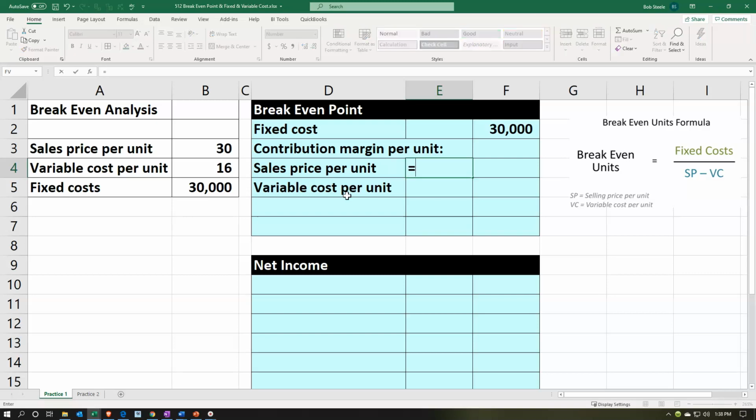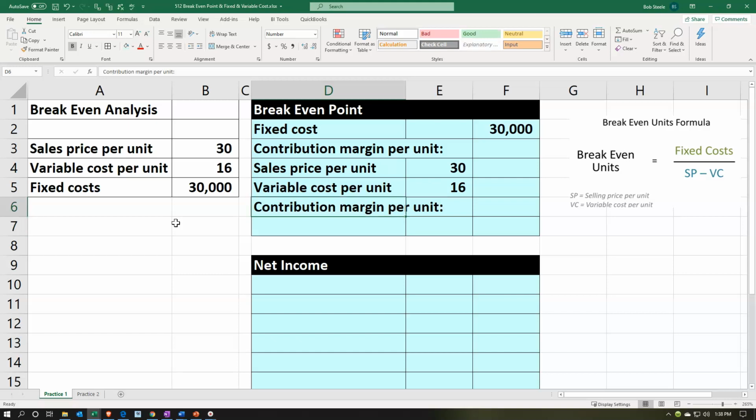So we're going to pick up the sales per unit and the variable costs per unit. That's going to give us our contribution margin. So I'll put contribution margin. I'm going to get rid of the colon.